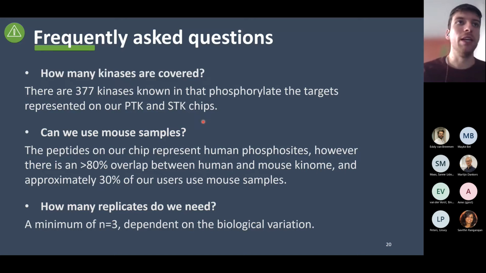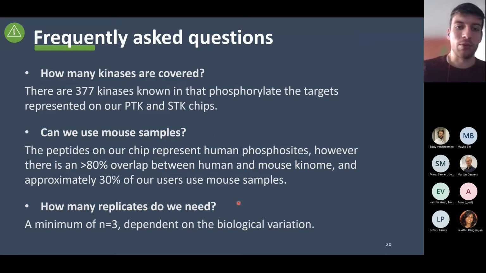What we often also hear is whether you can use mouse samples with our platform, because of course the peptides on our chip represent human phosphosites. However, the good thing is that there's about an 80% overlap between the human and mouse kinome. And approximately 30% of our users use mouse samples. We haven't really heard complaints from them, so this is going pretty well. But you should keep in mind that the results that you get might not be one-to-one transferable between human and mouse.